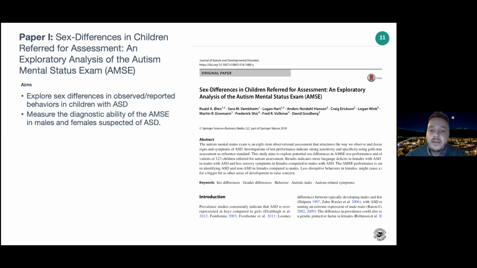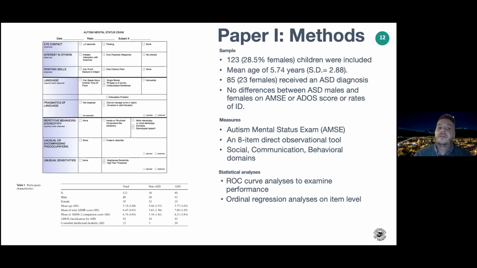To no surprise, this instrument performs very well in identifying ASD compared to not ASD, because they're already referred for an autism assessment. So that affects how well an instrument performs. In terms of sex differences, we looked at various items. For example, eye contact, interest in others, pointing skills, language, pragmatics of language, repetitive behaviors, and unusual sensitivities and preoccupations. And it was in 123 kids that were referred to an ASD assessment at Mount Sinai.